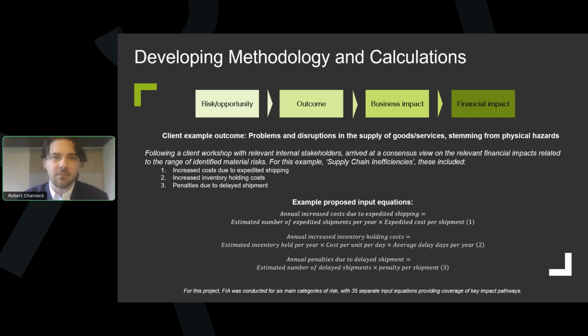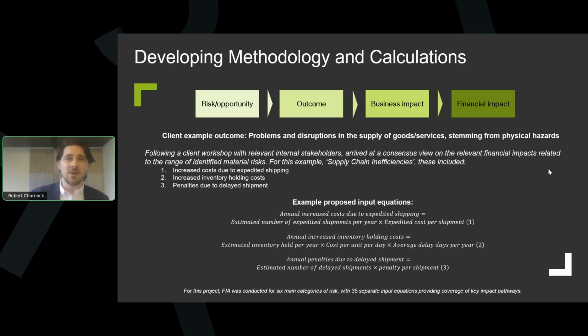So for each outcome, you'll see we propose multiple input equations here. For increased costs due to expedited shipping, the calculation we propose is relatively simple. And I will admit, I've chosen a simple example for these slides simply because of the purpose of the webinar. When we conducted this with a client, there were overall 6 main categories of risk with 35 individual input equations. So the full document is a long piece of work with each step justified and each decision for the calculation justified too. But the point being, the input equations we come up with are not exactly complicated mathematics.